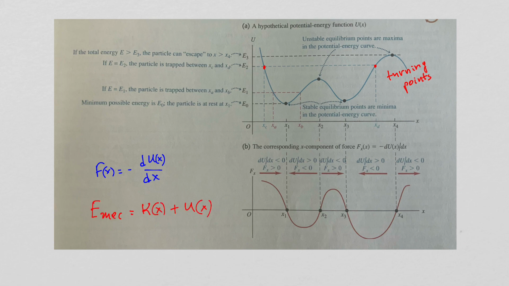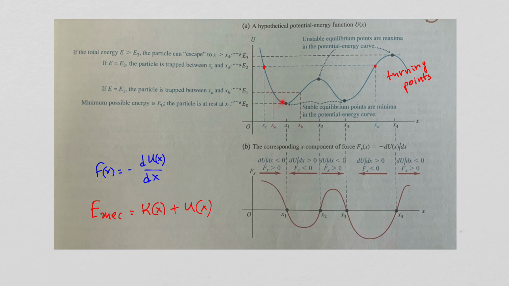Now let's look at the relationship for the mechanical energy. The mechanical energy of the particle is equal to the sum of the kinetic energy as a function of position plus potential energy as a function of position. So let's look at the particle having mechanical energy E2. So at point XC, all of the mechanical energy is equal to the potential energy. So that means that there is no kinetic energy at this point.